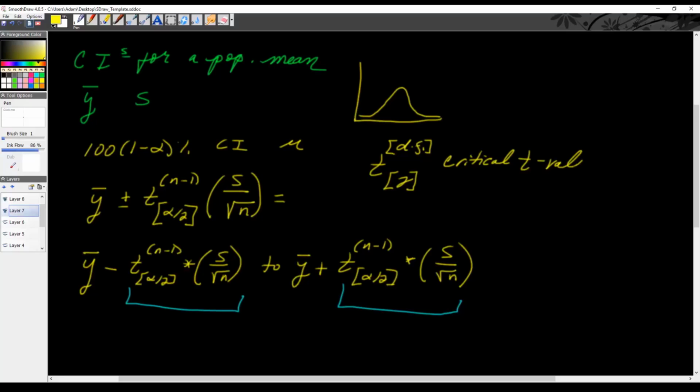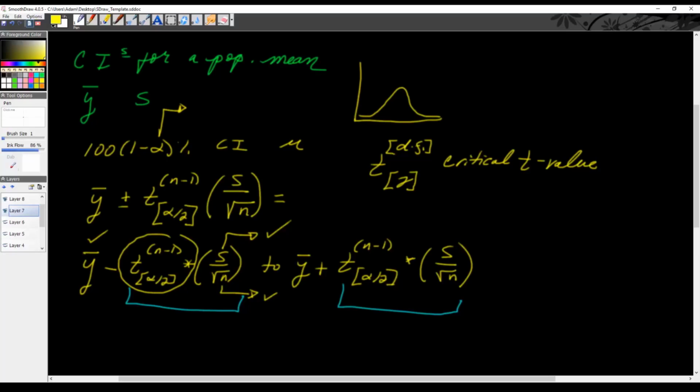So basically what we do is we solve for the critical t value and we solve for the sample standard deviation. We can get that. We know n, so we can get the square root of that. We get the critical t value from the table. We can solve for the sample mean. So all of this information we can easily obtain to create this interval.